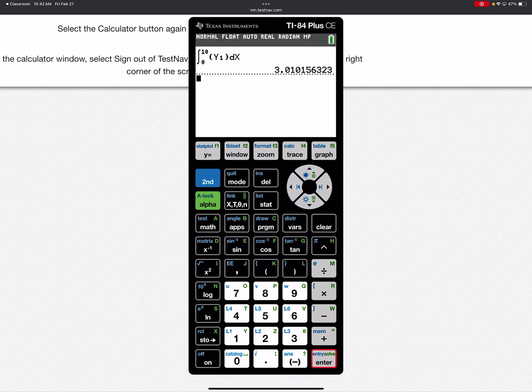So how many places do we round to in this class? 3. So it's approximately 3.01. We don't have to put the other 0. We're not in chemistry. 3.01.